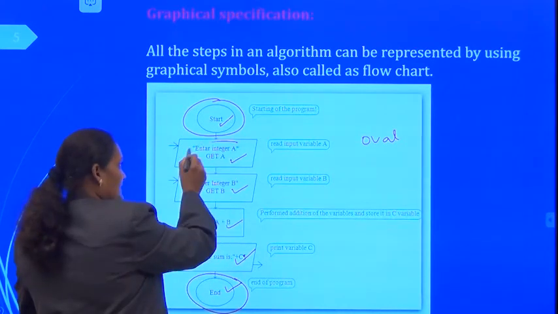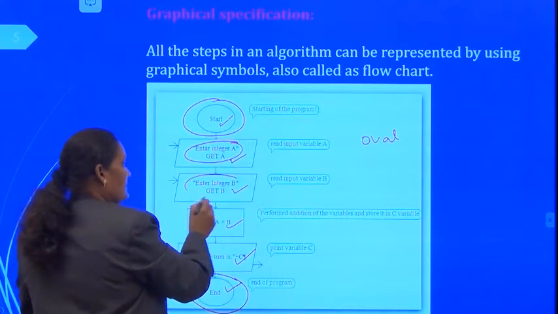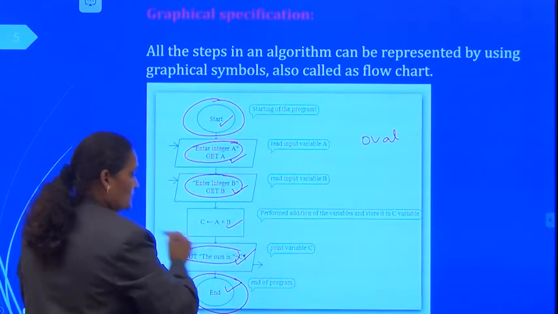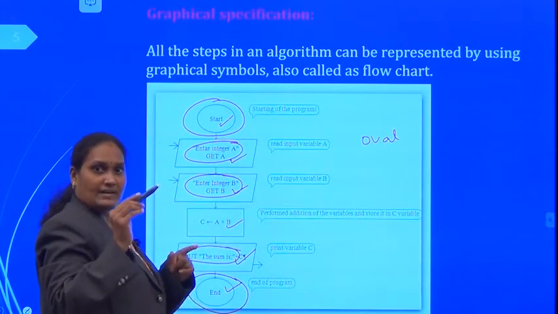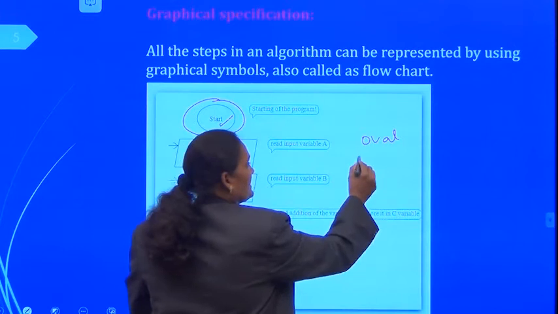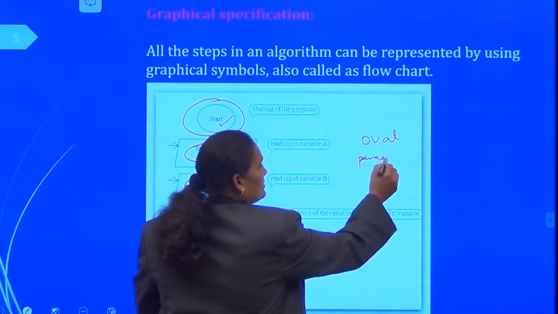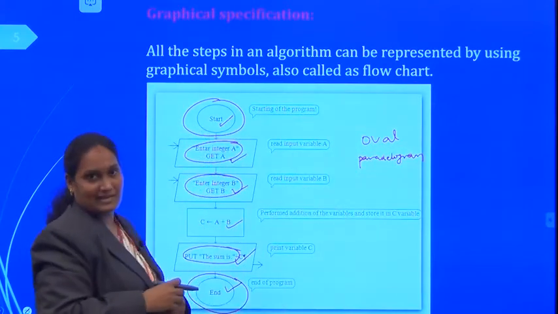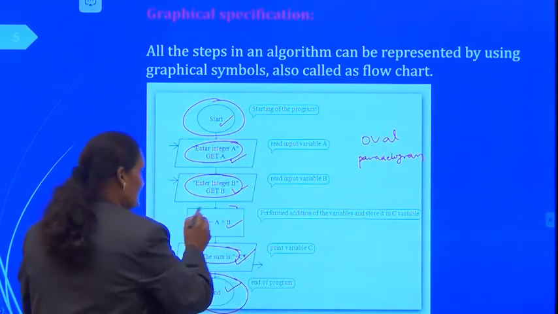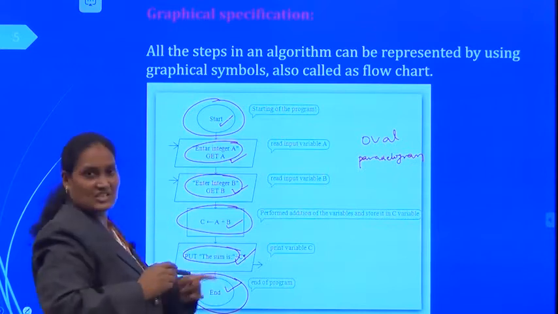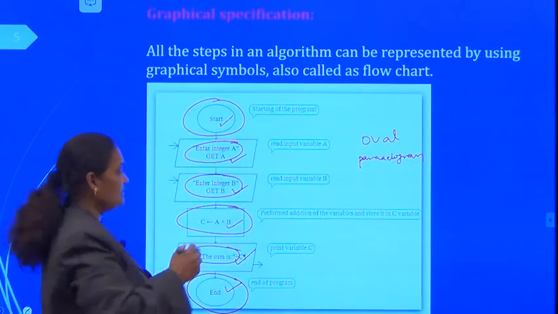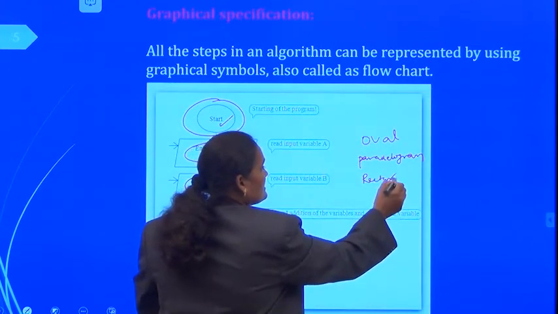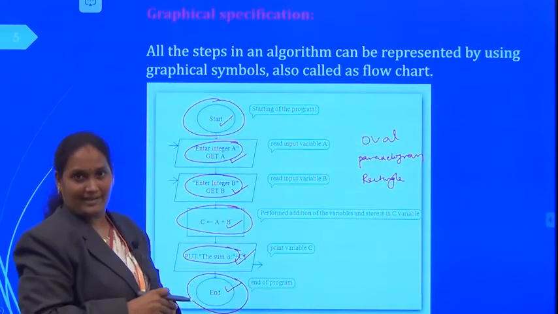The input, here a is an input and b is an input, and the output, c is the output. The input and output are represented by using a parallelogram. And you can observe here the processing. The addition is done here. The processing is represented by using a rectangle.